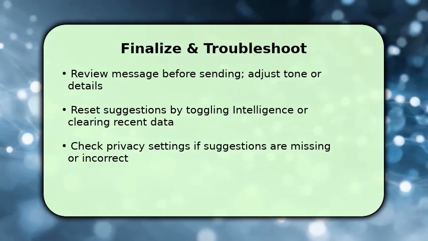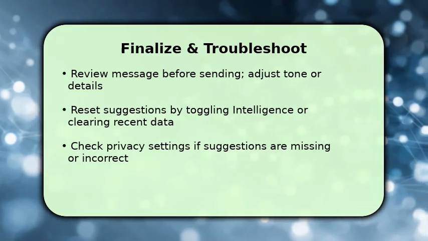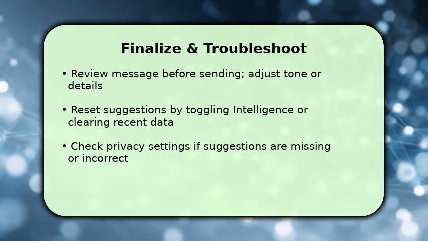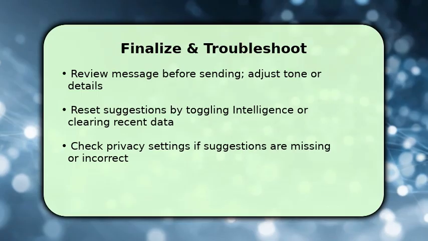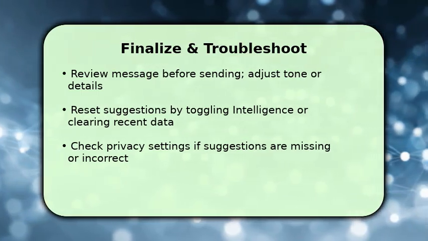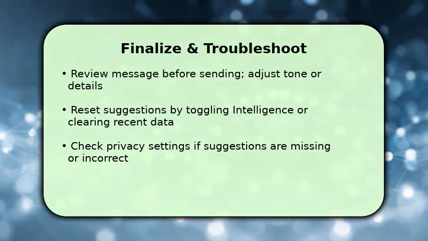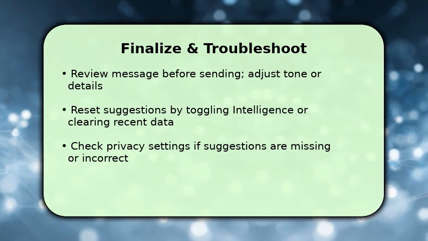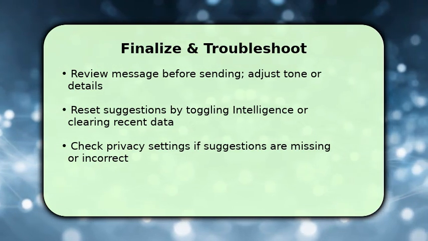If suggestions stop appearing or feel wrong, toggle Intelligence off and on, clear recent data, or check contacts permissions. This often resolves model confusion. Finally, make sure on-device processing and latest iOS updates are installed, because updates and local processing improve.